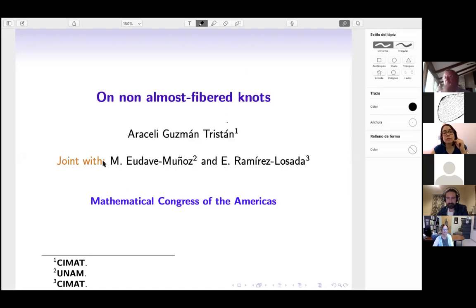I'm going to talk about non-anonymous fiber nodes, and this is joint work with Mario Udave Muñoz and Enrique Ramírez Lozada.